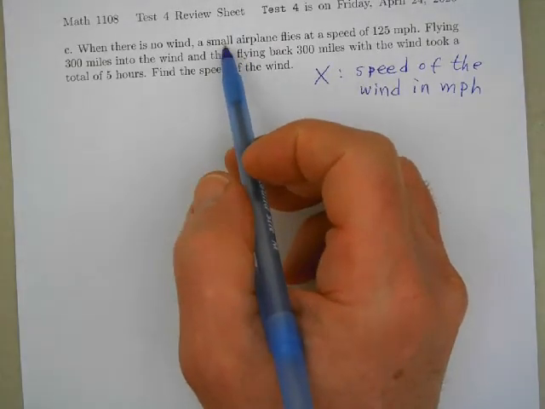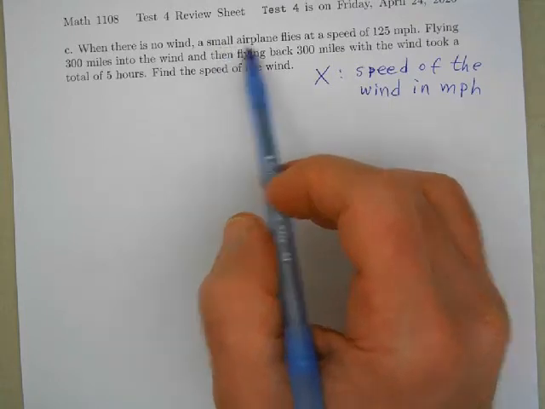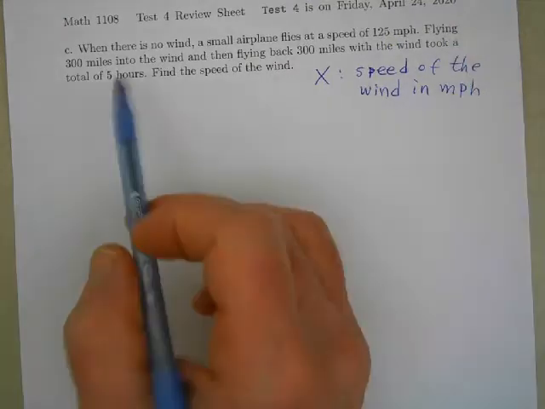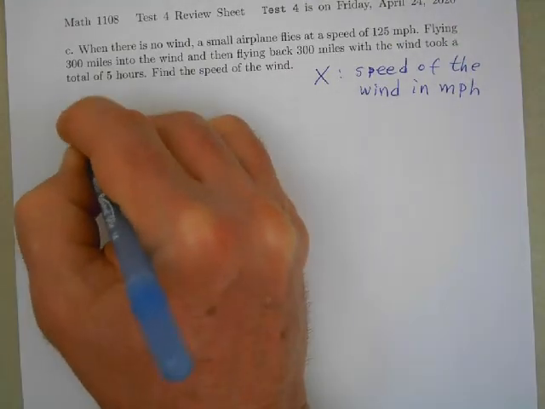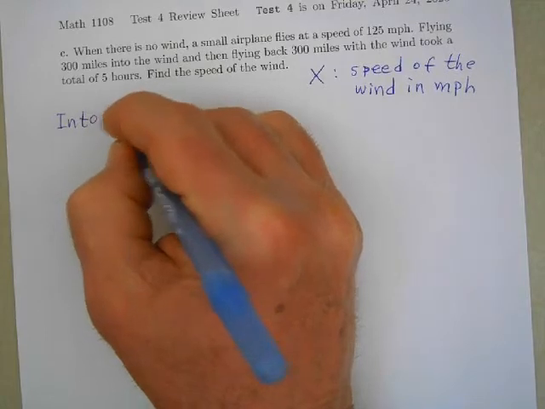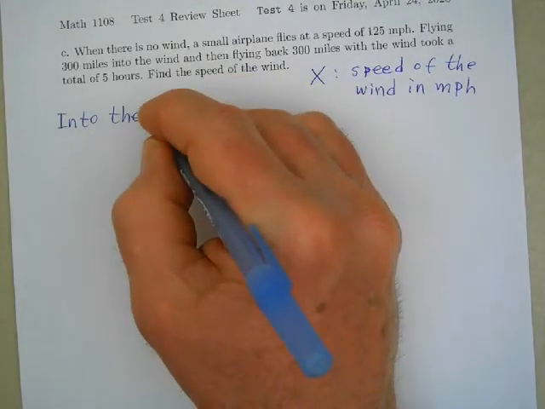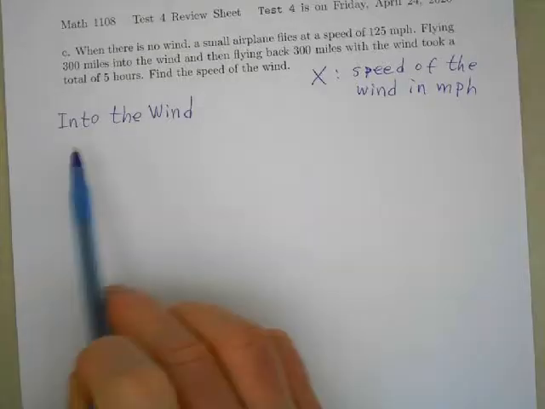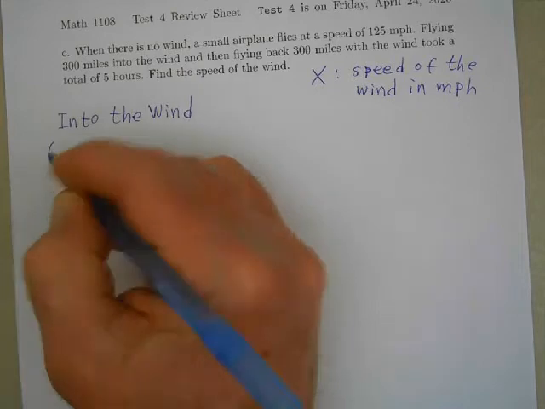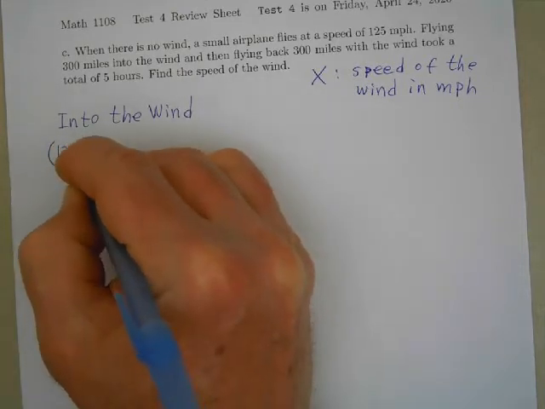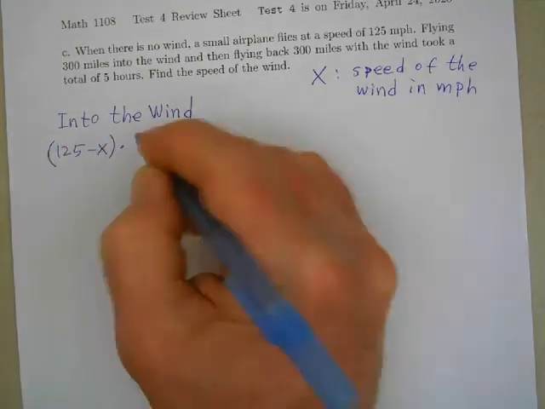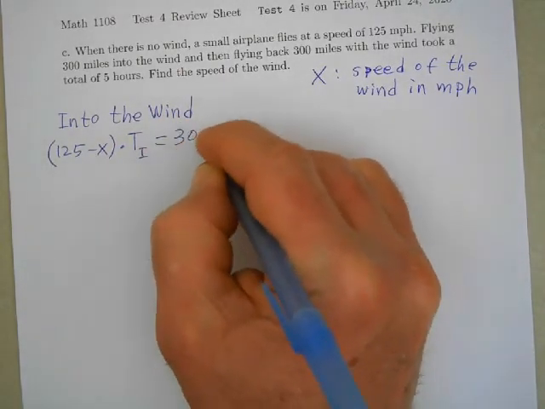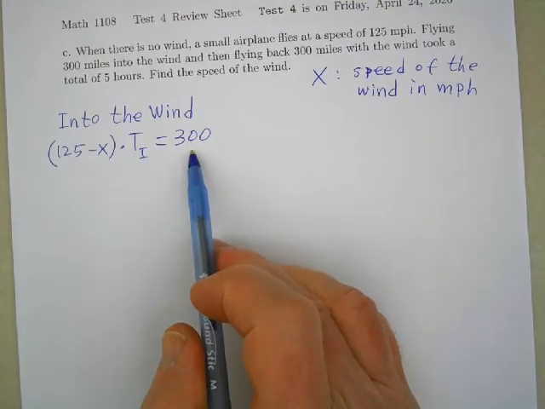Three scenarios. If there isn't a wind, then the small airplane flies at a speed of 125 miles per hour. But flying into the wind, the airplane will be going slower than 125 miles per hour. It will be going slower by x miles per hour. So when it's flying into the wind, the rate of the plane is 125 minus x miles per hour, times t sub I for the amount of time it takes to fly a distance of 300 miles into the wind.